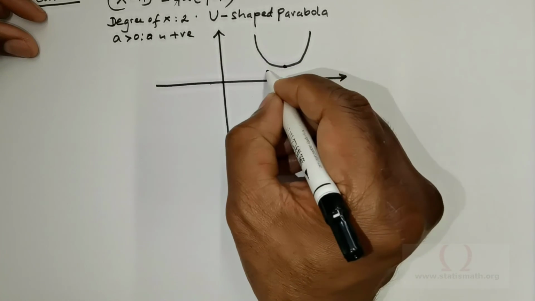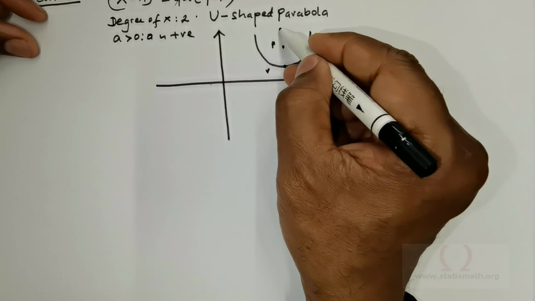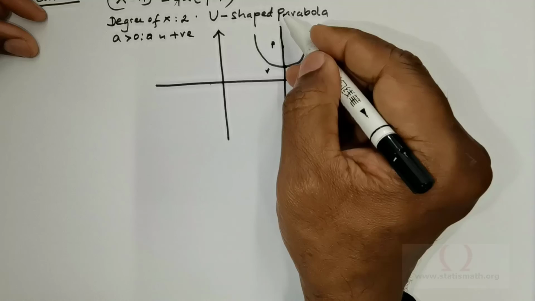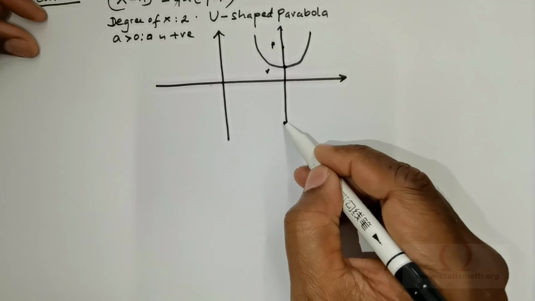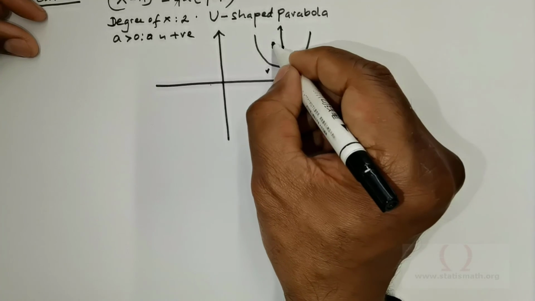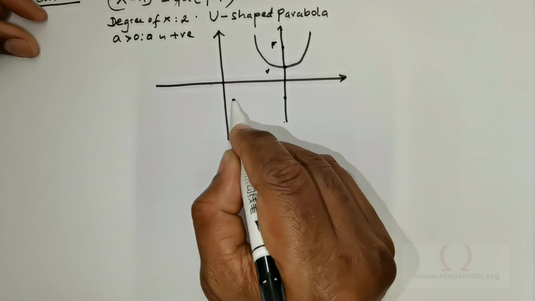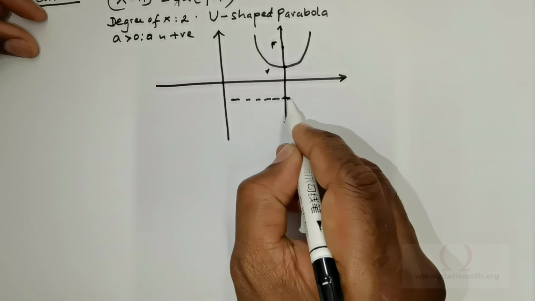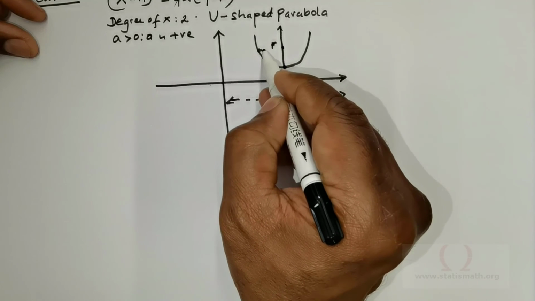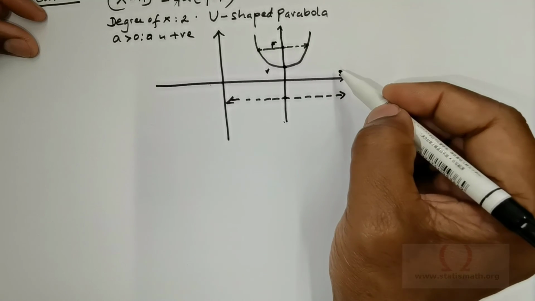So this is the vertex, and this is the focus, and we would have the axis of symmetry cutting the parabola. Okay, so this will be the axis of symmetry. So it divides the parabola into two parts. So since the focus is over here, the directrix would be over here. So this would be the directrix. And of course this will be the latus rectum, or the focal width.